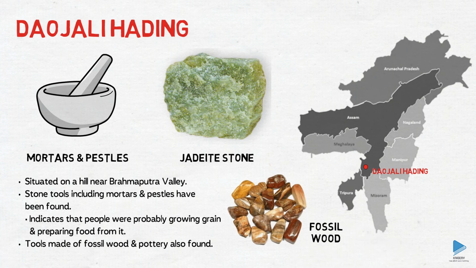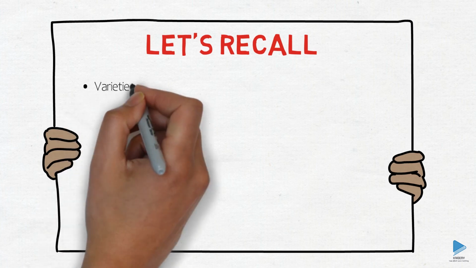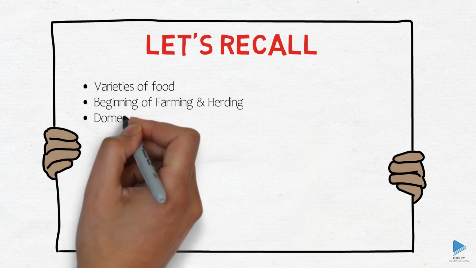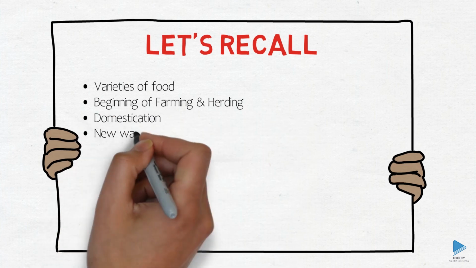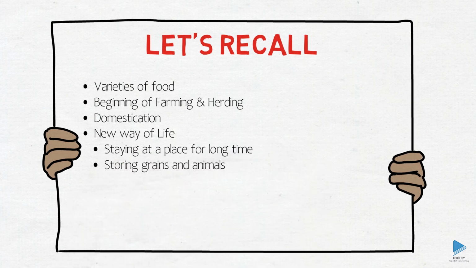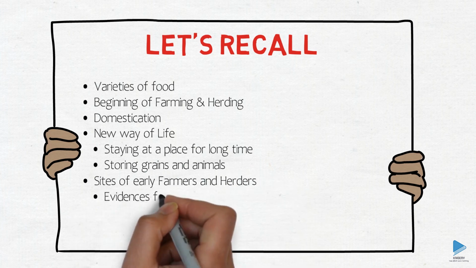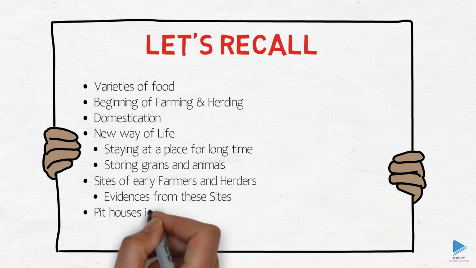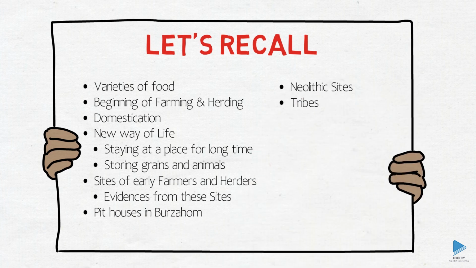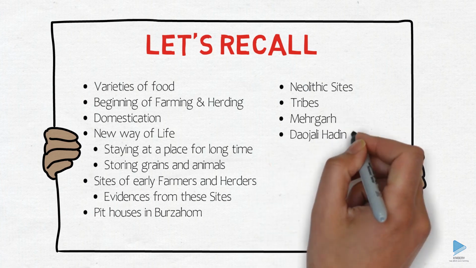That is all from this chapter. Let's revise what we have learned. We came to know why different plants and animals prefer different conditions, how hunter-gatherers became farmers and herders, what is domestication, about the new way of people's life, how they started staying at a place for a long time and started storing grains and animals. Then we saw sites from where archaeologists have found evidence of early farmers and herders, pit houses in Burjahom, about Neolithic sites, how people lived in tribes, and at last about 2 Neolithic sites, Mehargar in the northwest and Doujilli Hudding situated near Brahmaputra Valley.